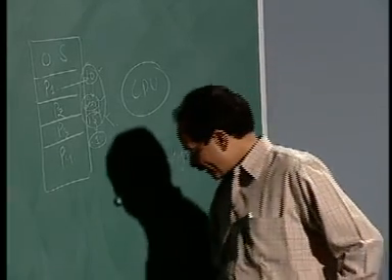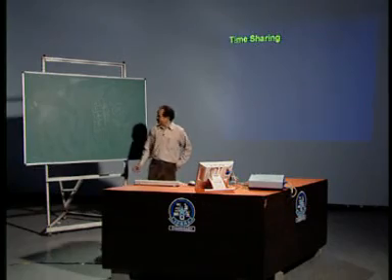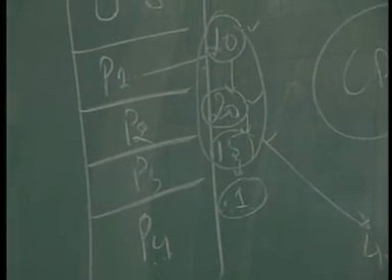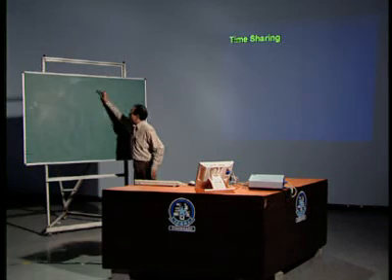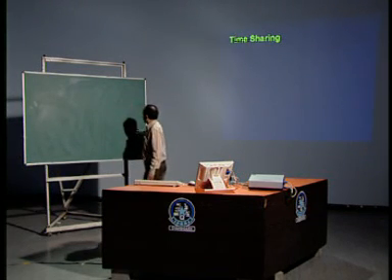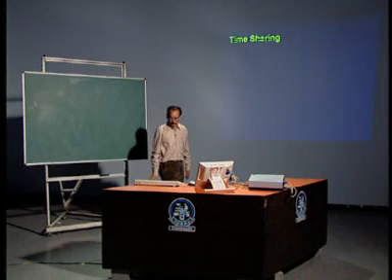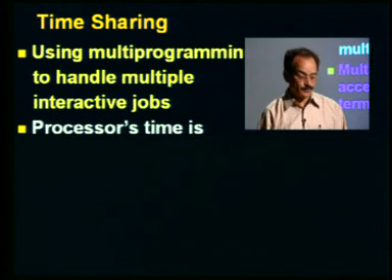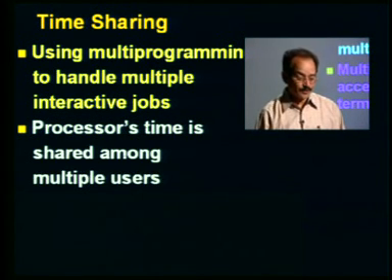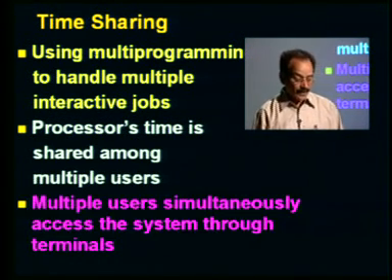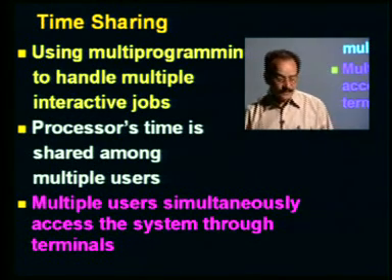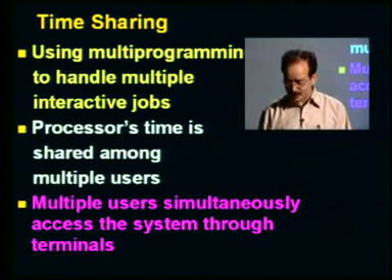Now, next we try to see if I can allocate some amount of time once all these jobs are getting executed. So, this sort of approach we have is a time sharing approach. What is time sharing? We use multiprogramming to handle multiple interactive jobs. Now, what we do is the time is shared among multiple users, and multiple users simultaneously access the system through the terminals. So, what happens is the system gives a time slice to each of the jobs which has been assigned to it.